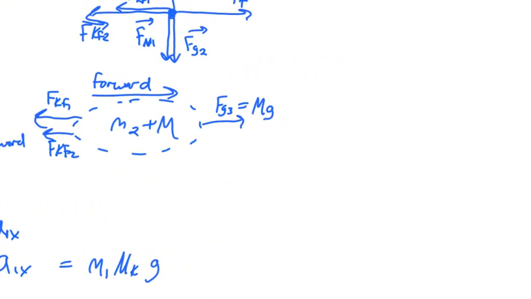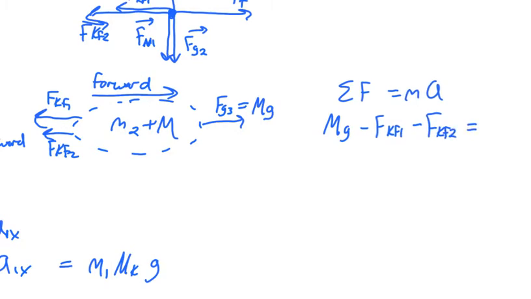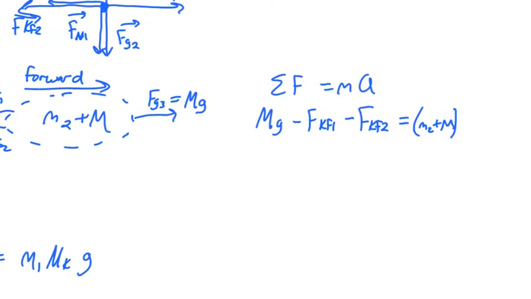So let's see, I'm going to have net force is equal to mass times acceleration. I'm looking for acceleration. I've got Mg going to the right or in the forward direction. I've got minus FKF1 in the backward direction, and FKF2 in the backward direction as well. And that's going to be equal to m2 plus M times the acceleration.